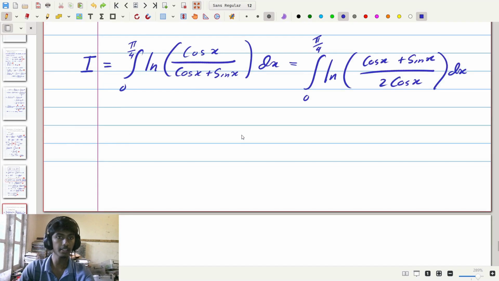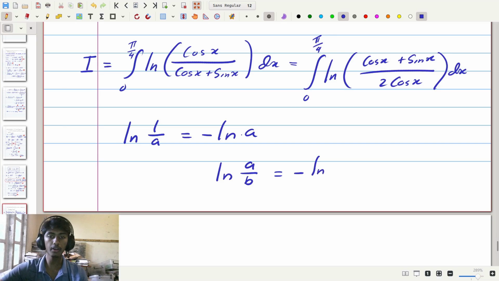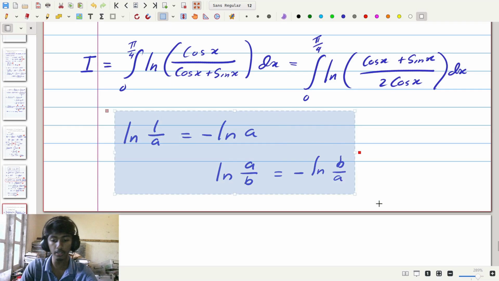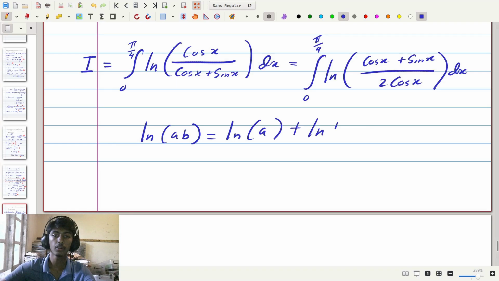Now if you know anything about logarithms, you will know that this one and this one are very nicely connected to each other. And the reason for that is because if you consider logarithm of 1 over a, it is equal to the negative logarithm of a. Similarly, if you consider logarithm of a over b, it is equal to negative logarithm of b over a. Furthermore, another thing that we know about logarithms is that if you have the logarithm of a product, let's say ab, it is equal to the logarithm of a plus the logarithm of b.